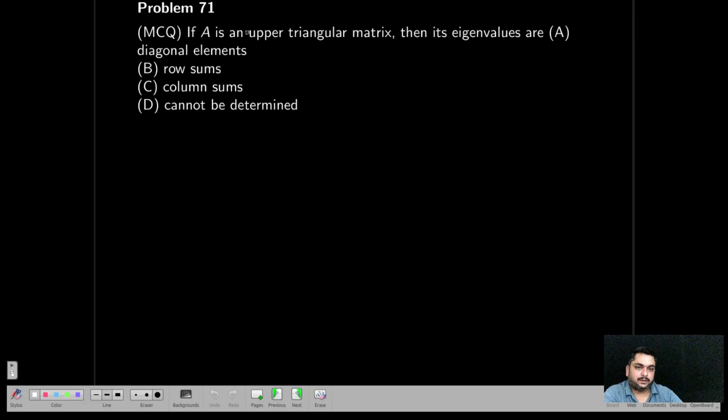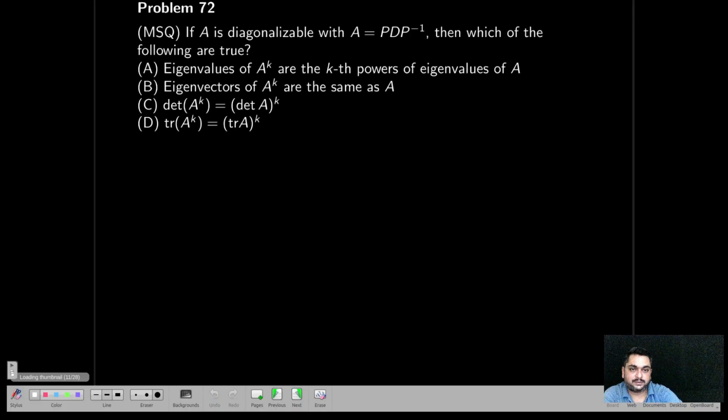Next. If A is an upper triangular matrix, then what are its eigenvalues? The eigenvalues are nothing but the diagonal elements of the upper triangular matrix. If A is diagonalizable with A equal to P into D into P inverse, then which of the following are true?